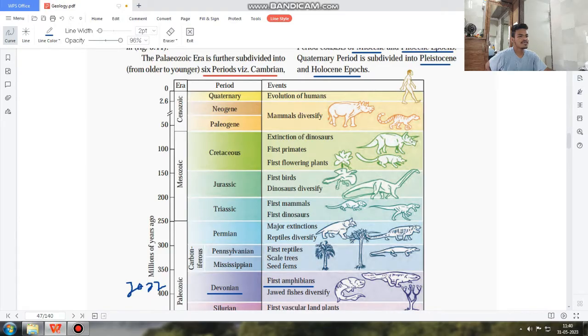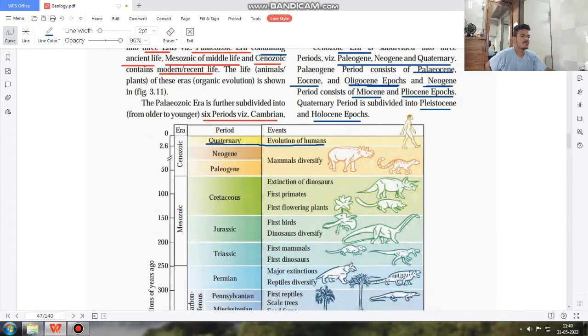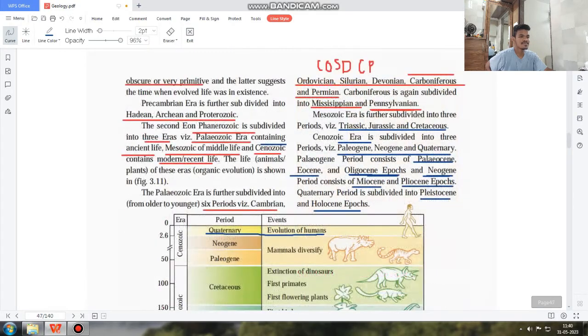Paleogene and Neogene में mammals diversified. Quaternary में this. Yeah, this is important, it can come. Quaternary में evolution of humans. Okay, and these are the eras under which this happened. Okay, so if you remember this, khatam, no need to remember all these things. Okay, so whatever I have marked, just know that.